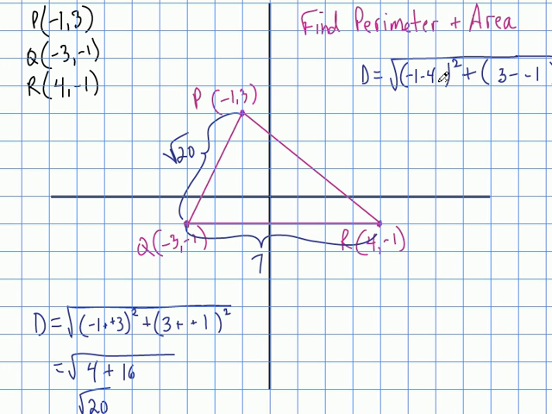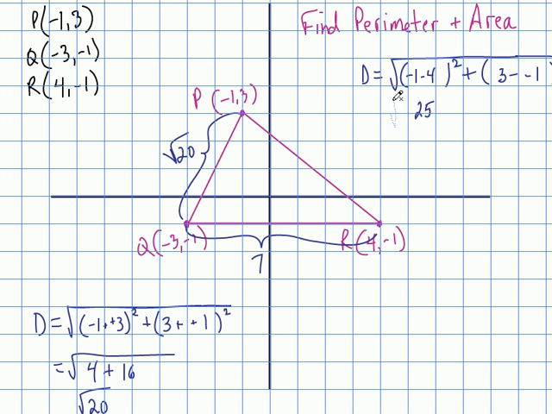Positive what? 25. It's going to be positive because you're squaring a negative. Some people put a negative down, but when you square a negative, what's a negative times a negative? It's positive. So when we square, we're always going to get a positive here. So this is going to be 25. Do you agree with that?